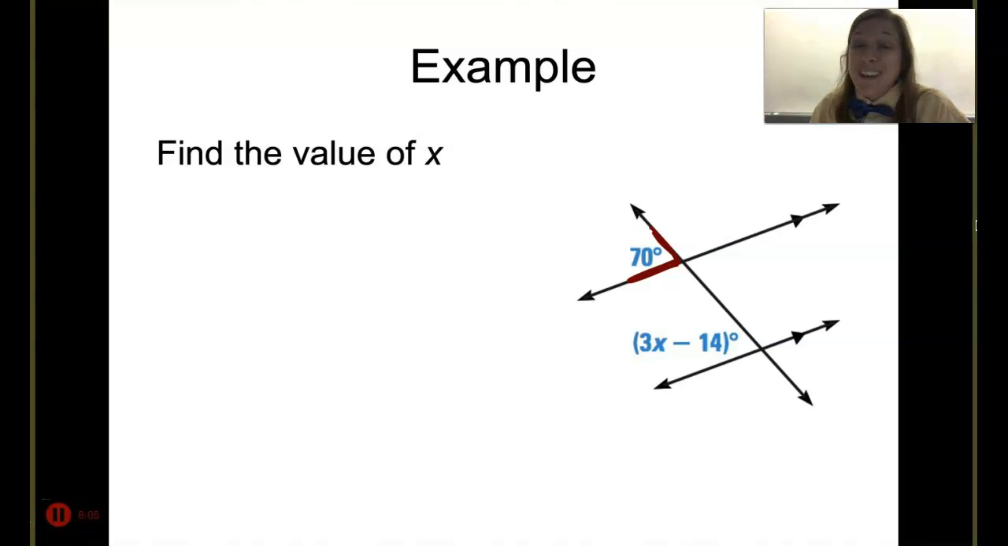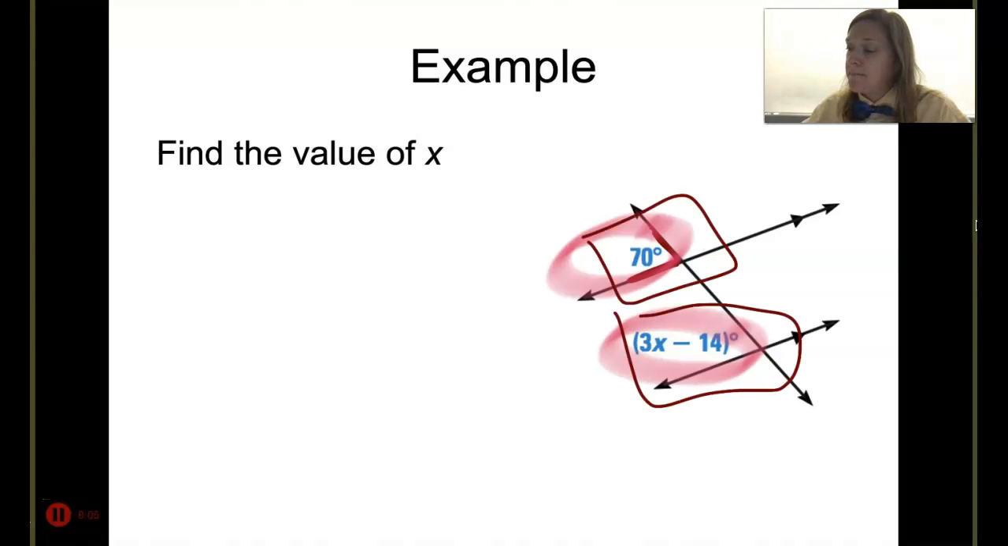It can't be a consecutive interior because 70 is not in the interior. So that leaves me with just one option, which is corresponding. Why is it corresponding? Well, this is in the top left. This is in the top left. If we think about our group of 4 angles, right?